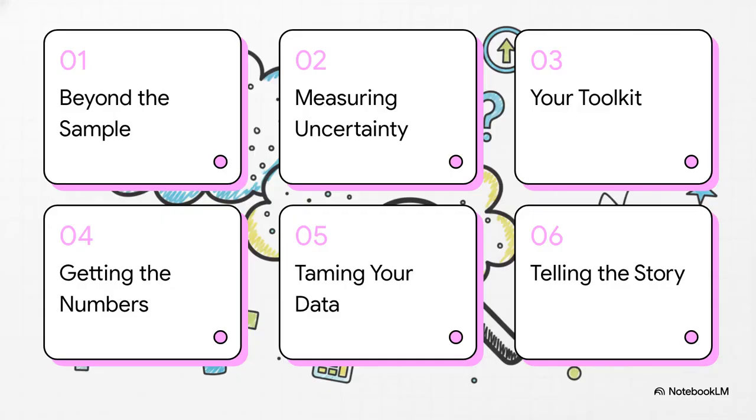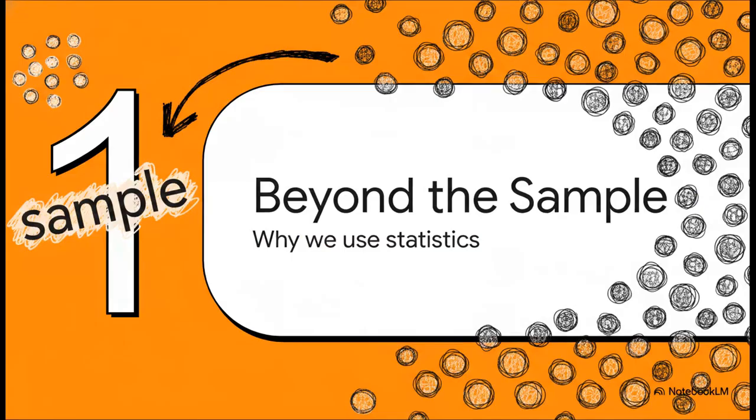All right, here's our game plan for today. We're going to start with the big idea, then we'll tackle the biggest challenge, which is uncertainty. We'll look at the tools you need to describe your data, see how to get the numbers in PSPP, deal with a super common problem with data, and then, the best part, learn how to turn it all into a compelling story. So let's kick things off with that main goal.